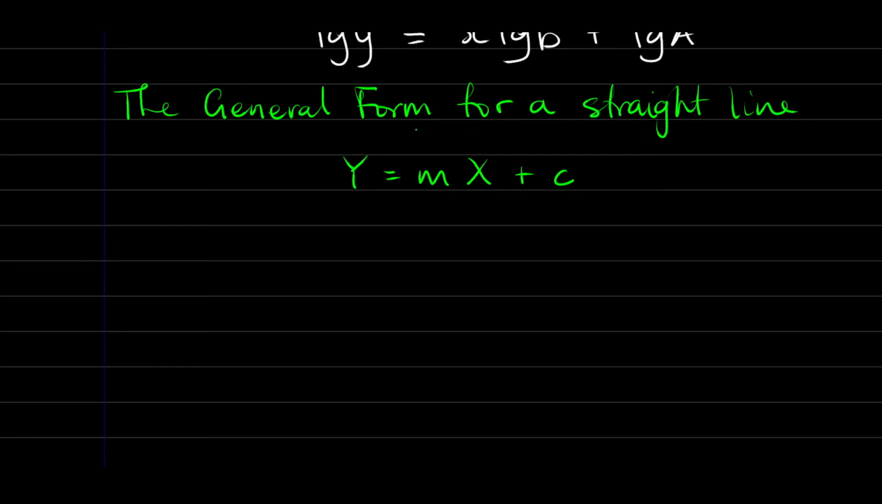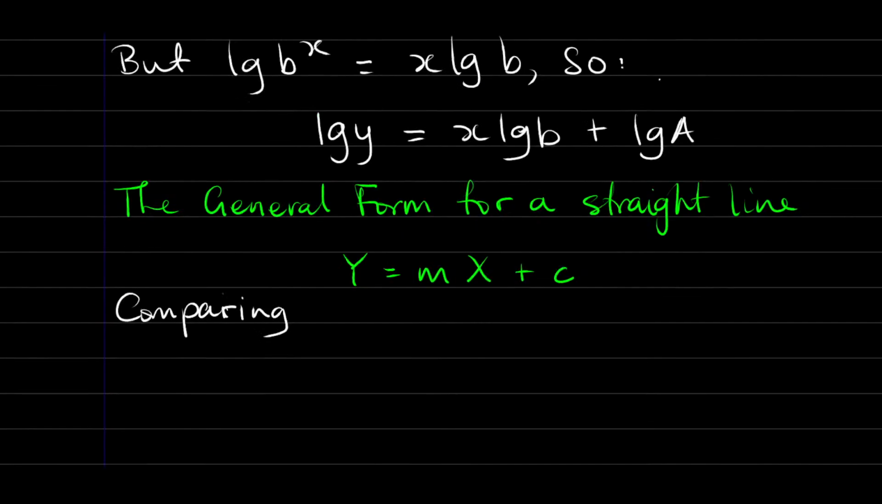Now we can say comparing what we can see is that I'm going to circle some things instead of highlighting them. I'm going to circle this and this.